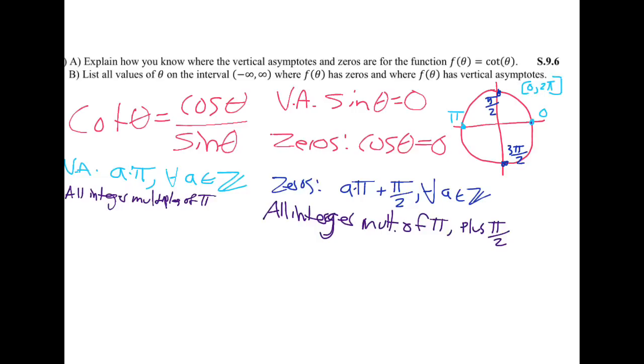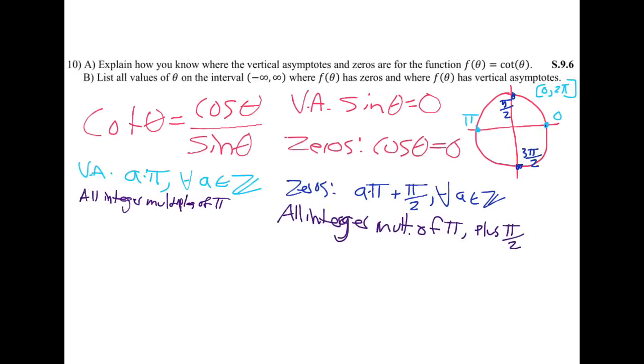So the whole idea is that a times pi represents half revolutions around the full circle. So going 180 degrees, going pi. Every time we jump that far, then add pi over 2 to it, we've gotten ourselves up or down. And that's what we're looking for.